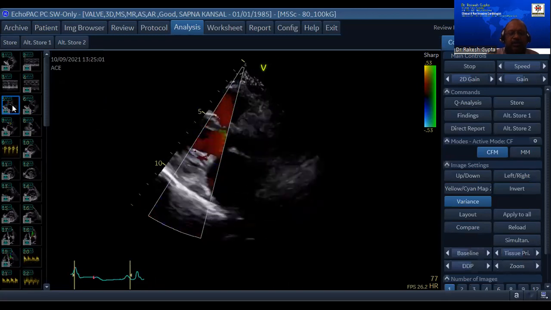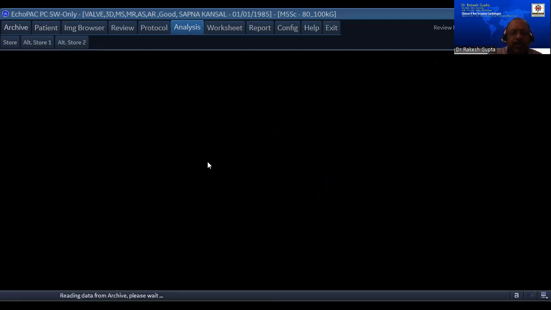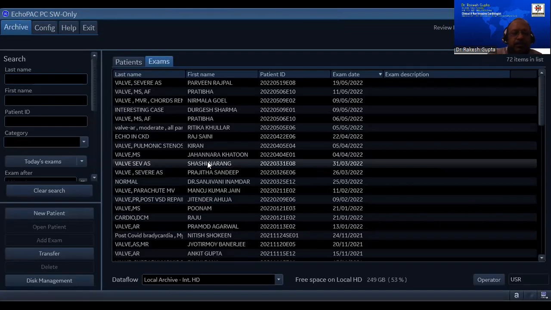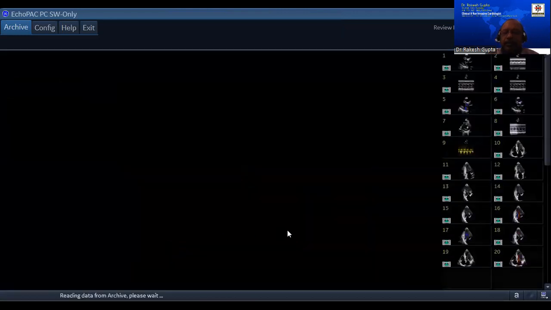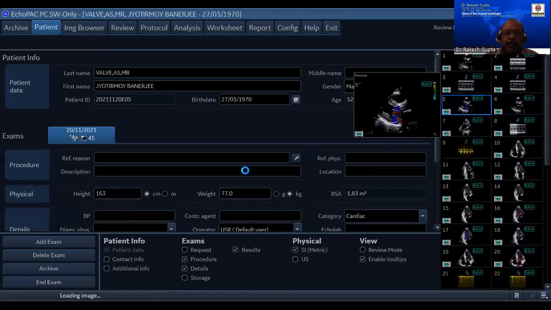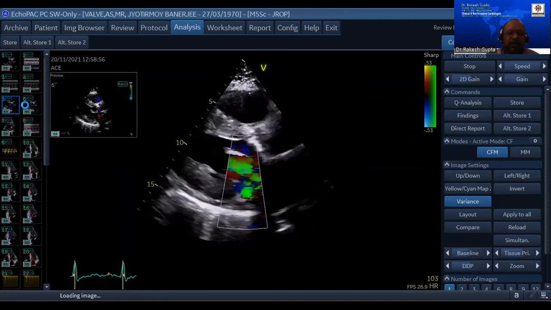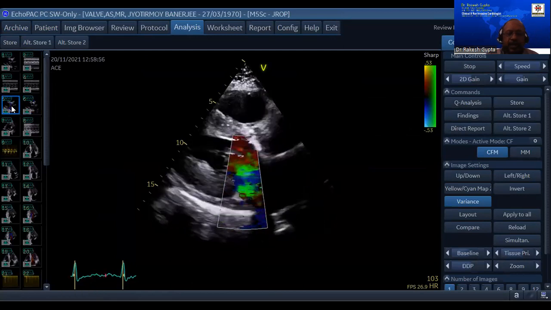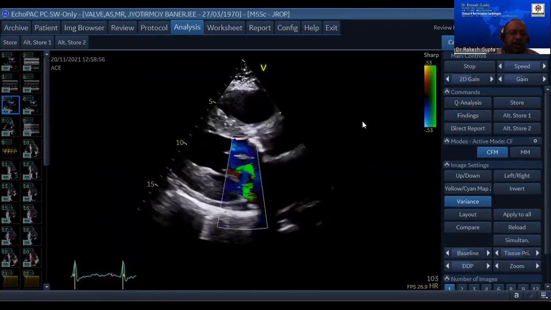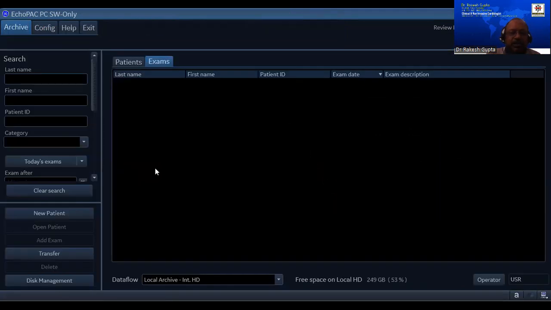I'm not able to show a vena contracta in this, so I'm going to switch over to other patients where I could show my vena contracta. This is more than a vena contracta. All right, I'll give you a little. Let me just show you something different.